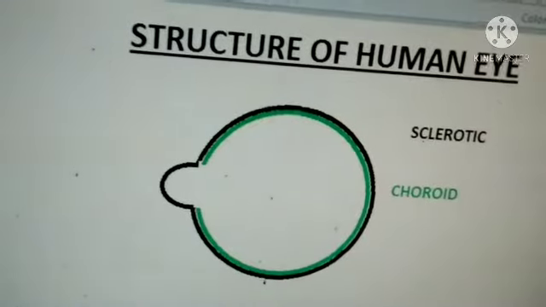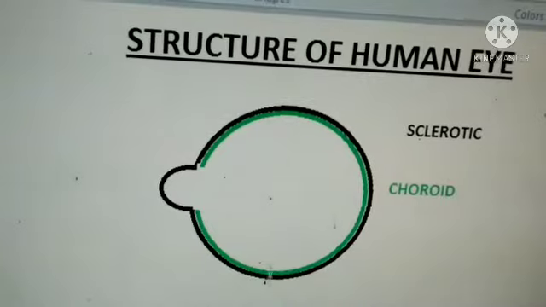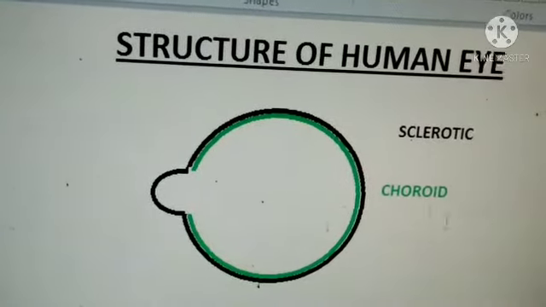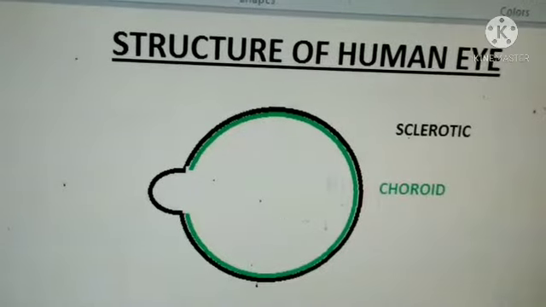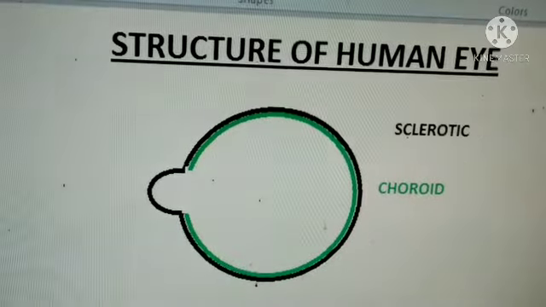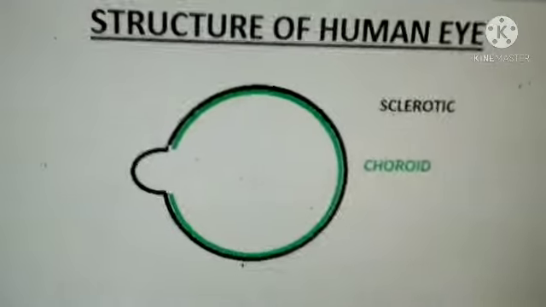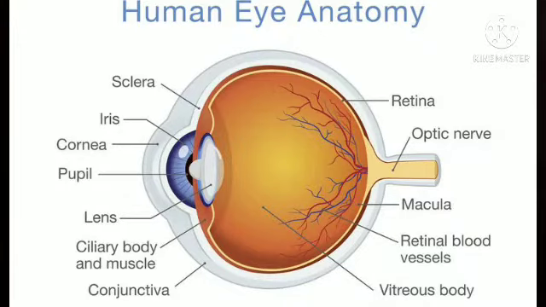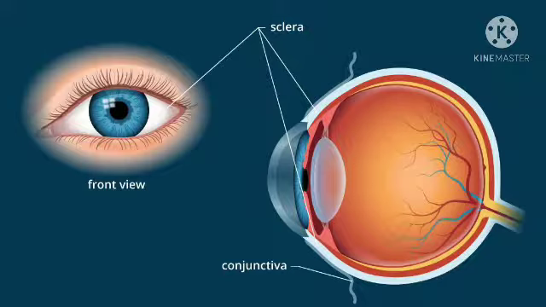And inside the sclerotic, the second layer, this green line, is called the choroid. It is the second layer of the human eye, inside the sclerotic. It is a wood structure of the eye. It is the sclerotic structure in the eye.